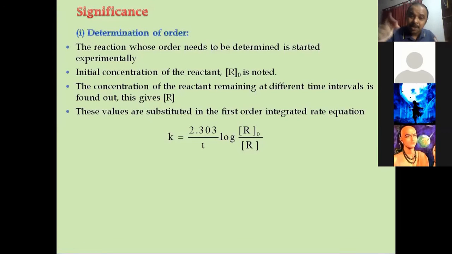If the reaction is first order, it should fit into this equation. It should follow this equation. That means at different time intervals, the K calculated has to be constant. So K5, K10, K15, K20, K25, everything should be almost the same. Then we can say, since the reaction follows the integrated rate equation of first order, the reaction is also first order. This is how we experimentally determine the order.